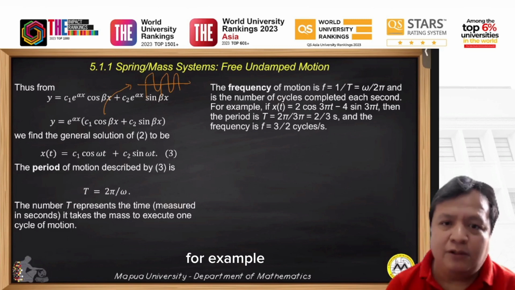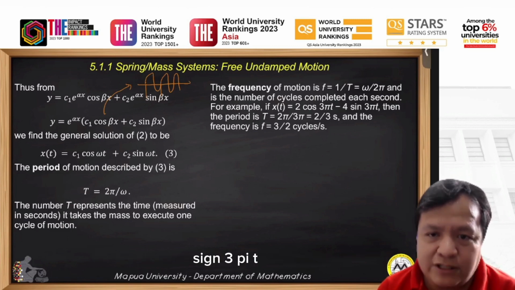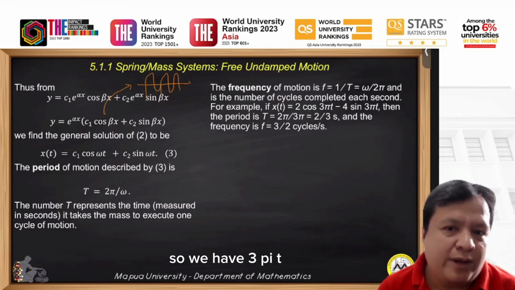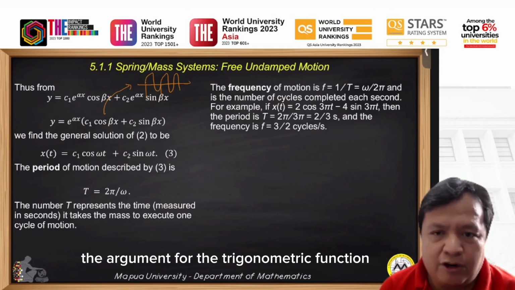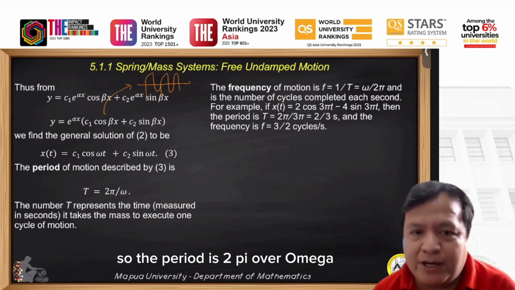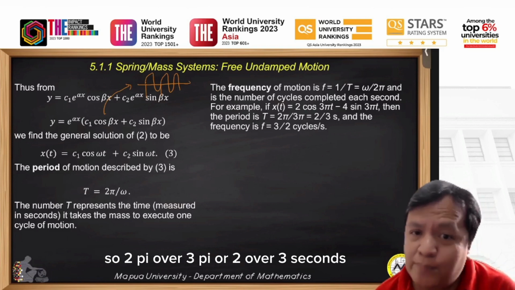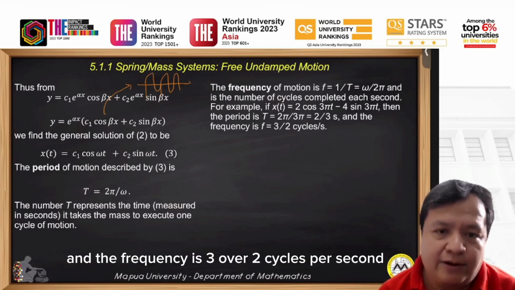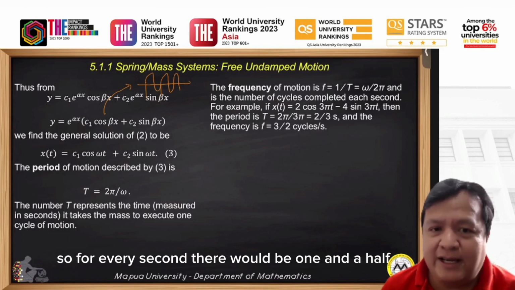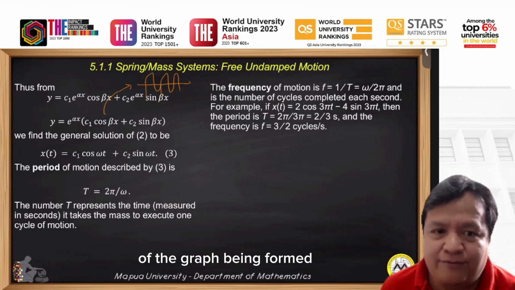For example, if x of t is equal to 2 cosine 3 pi t minus 4 sine 3 pi t, we have 3 pi t as the argument for the trigonometric function. So the period is 2 pi over omega, so 2 pi over 3 pi, or 2 over 3 seconds. And the frequency is 3 over 2 cycles per second. So for every second, there would be 1.5 of the graph being formed.